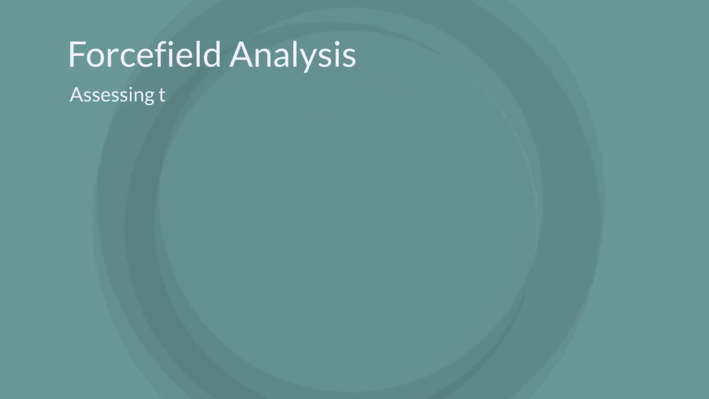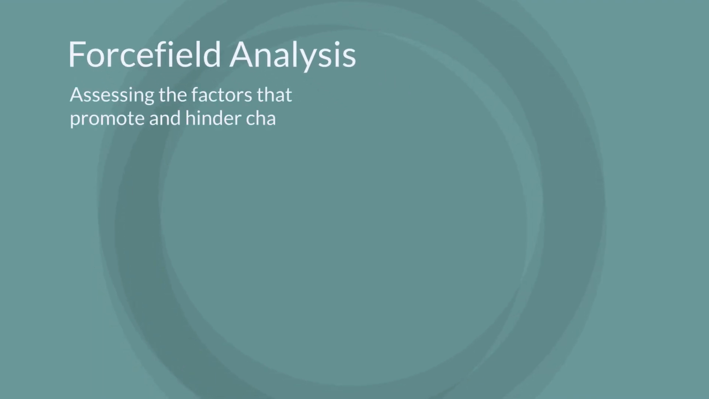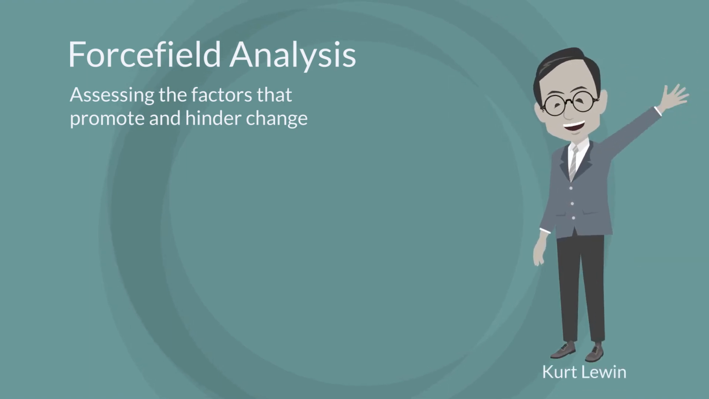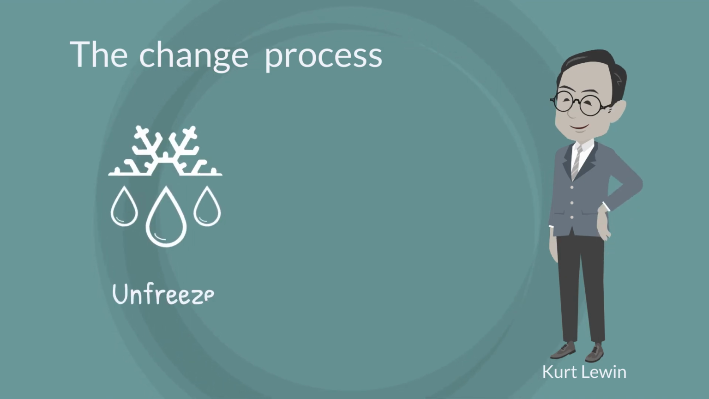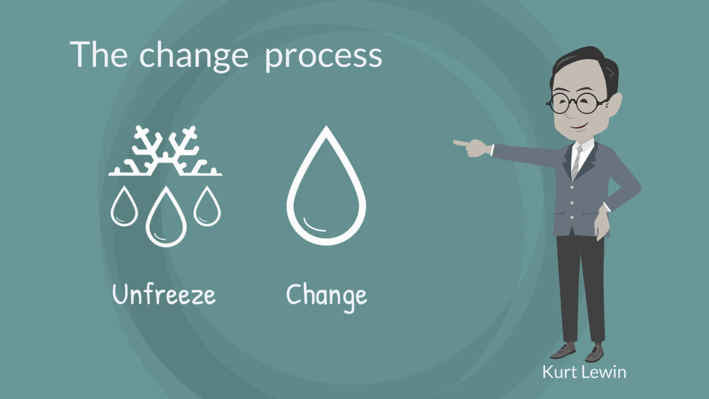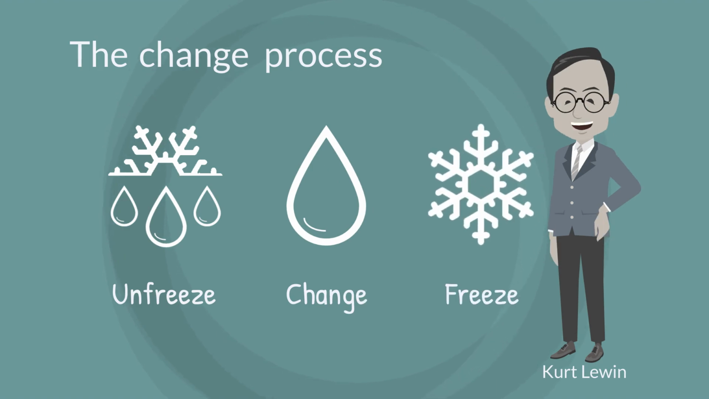Forcefield analysis is a model for assessing the factors that promote and hinder change. The model was introduced by Kurt Lewin. He saw change as a process of transition and described it as having 3 stages: unfreezing the current state, making a change, and then freezing to bring about stability once the desired state has been introduced.